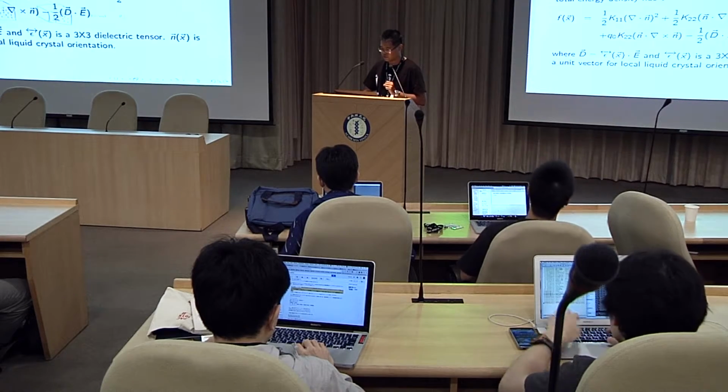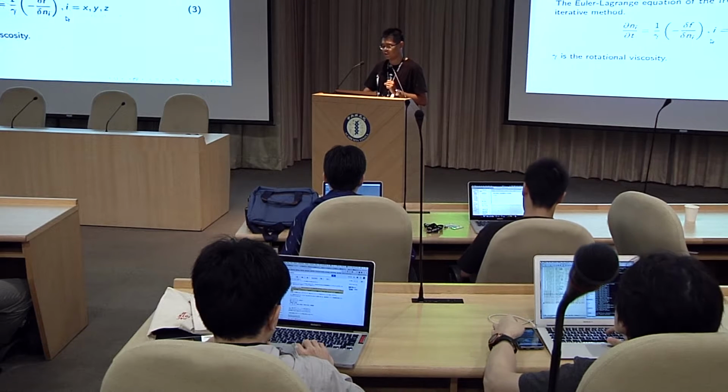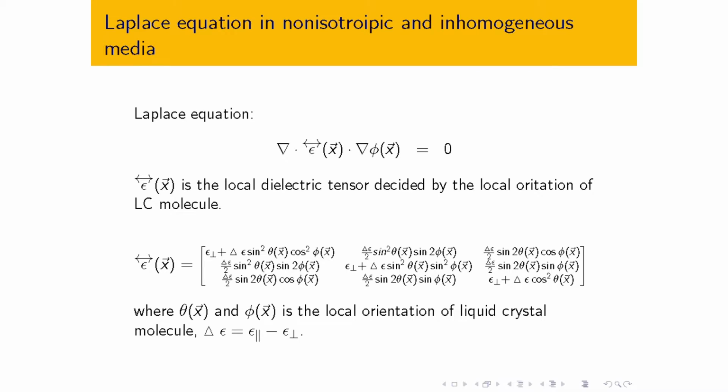So this is to get the minimum free energy, but I have to calculate the electric field in this term. The electric field is calculated through the Laplace equation, and it's different from the usual Laplace equation everybody solves because it's non-isotropic and inhomogeneous due to this term. And this term is a tensor that looks like this.